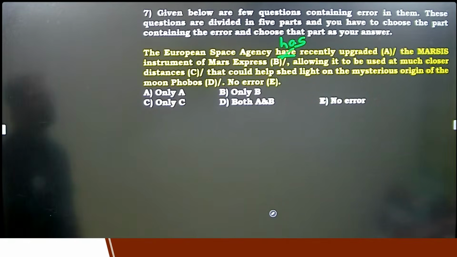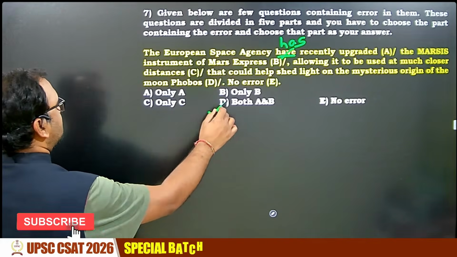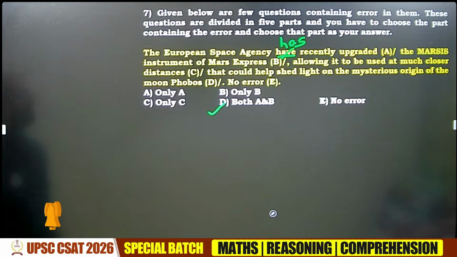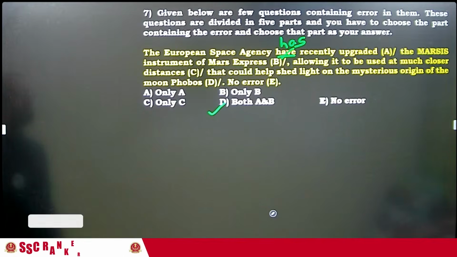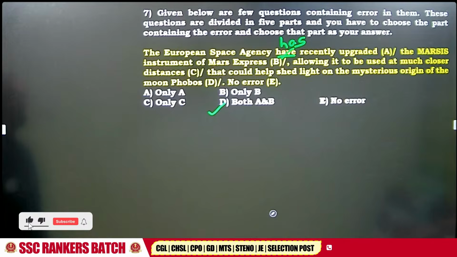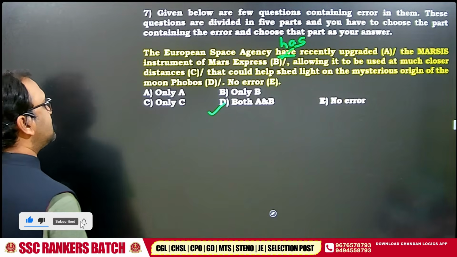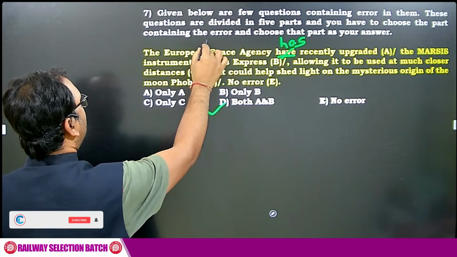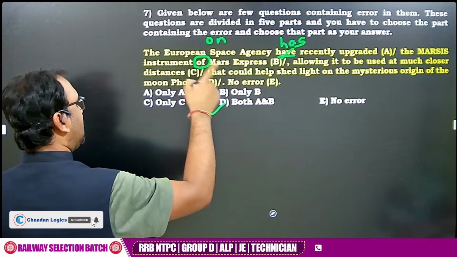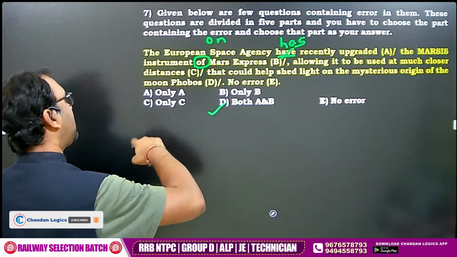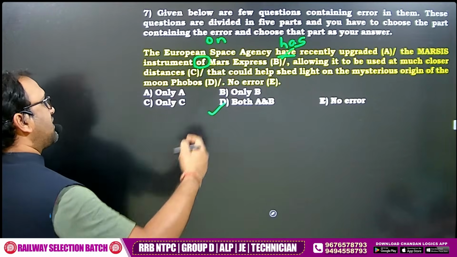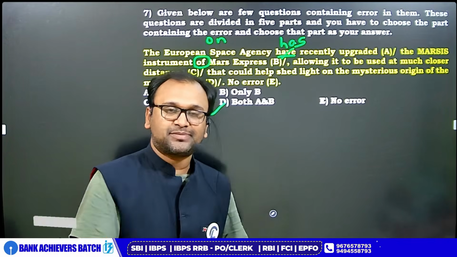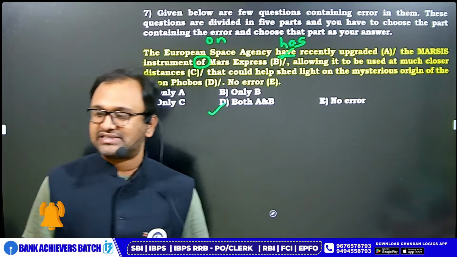There is a serious problem with the second part of the sentence also. The European Space Agency recently upgraded the Mars's instrument of. Why do you want to say Mars's instrument of? You have to use Mars's instrument on. It has upgraded the instrument on Mars Express. You read the sentence once, you will understand it. Not a problem.